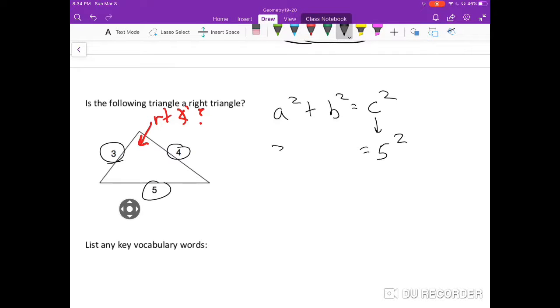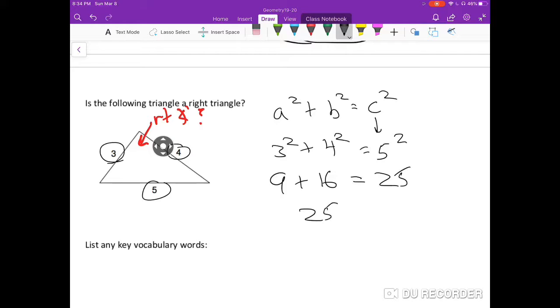And again, the 3 and the 4 don't really matter. If this equation works out to be true, we have a right triangle. If it doesn't work out to be true, then we don't have a right triangle. So we have 9 plus 16 equals 25. And I simplify as 25 equals 25. So to answer my question, is the following a right triangle? I can say, yes, it is. And those are the three types of questions that you're going to see for Pythagorean theorem.